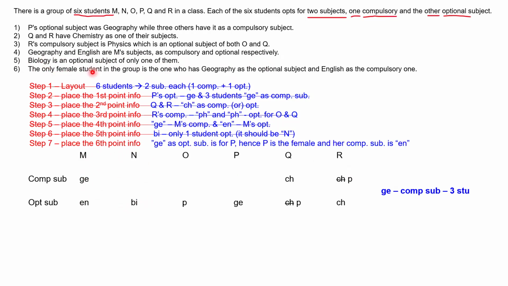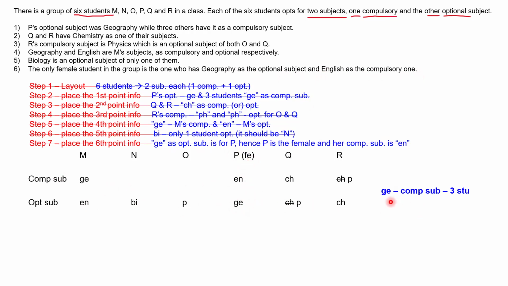And in the last pointer, it is mentioned that the only female student in the group is the one who has geography as the optional subject. If we observe here, geography as the optional subject is only for the student P. So she will be the female and she will be taking English as the compulsory one. So for P, who is female, we write English as the compulsory subject.